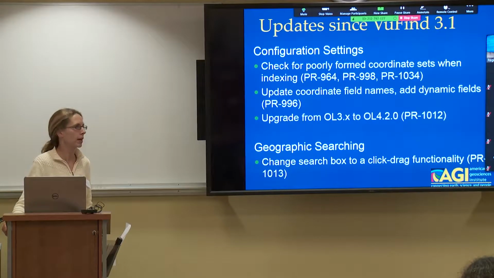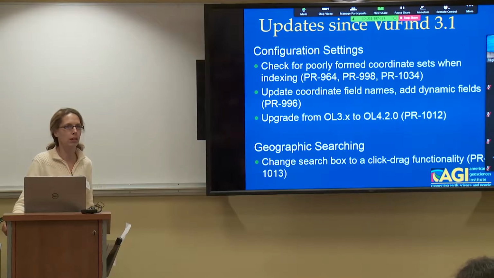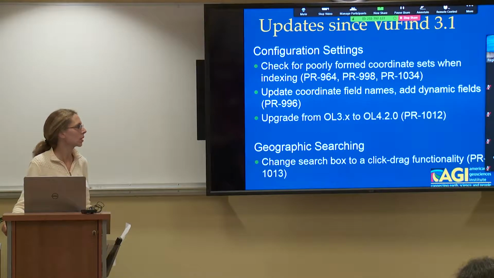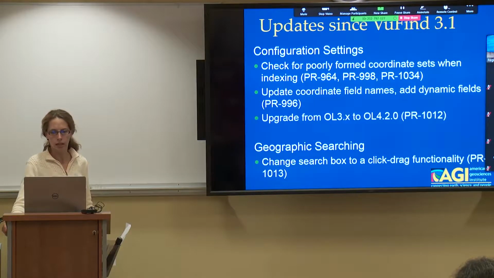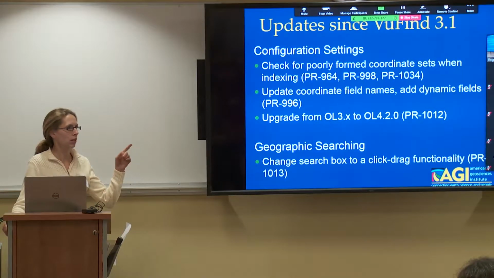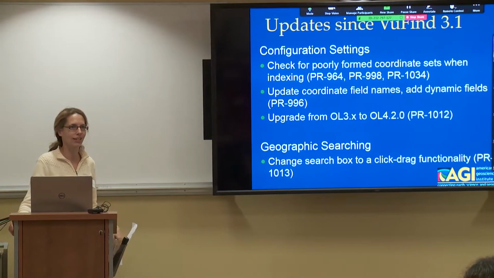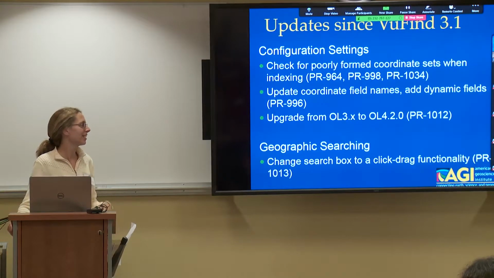Since we took out Google Maps, we've updated some of the coordinate field names, and we've added a couple of dynamic fields, so you have some more flexibility there. And part of changing the search box to click-drag functionality: it used to be you'd have to click, drag, and then click to make your search box, but that confused users completely, and they said, we don't like this, so please change it. In order to get that functionality, we had to upgrade to 4.2 for OpenLayers.